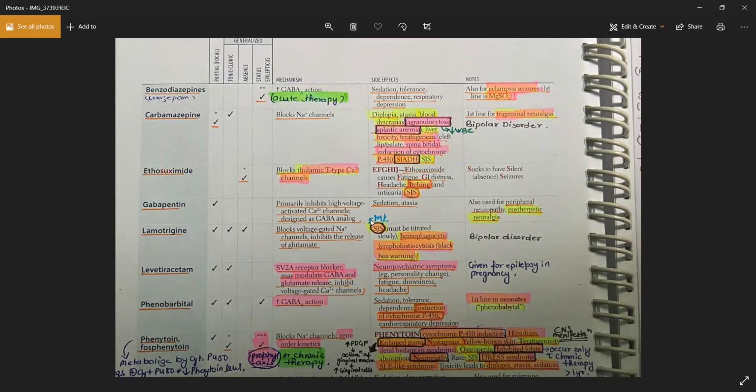Step 1 can ask you these four drugs. So the lamotrigine can cause the Stevens-Johnson syndrome, and it can also cause the hemophagocytic lymphohistiocytosis. Does anyone remember what this disorder is? We have discussed that in the hemonc.